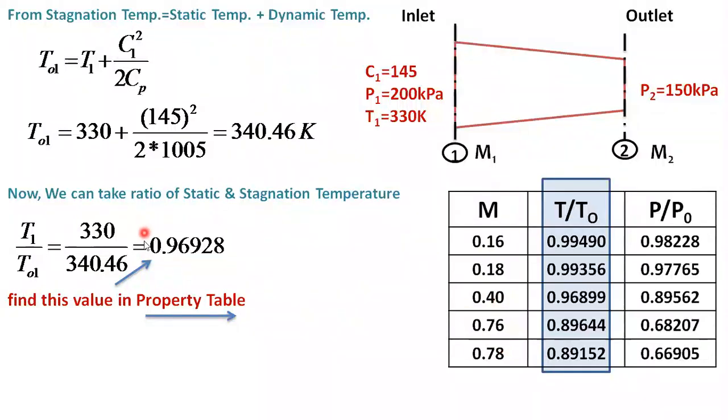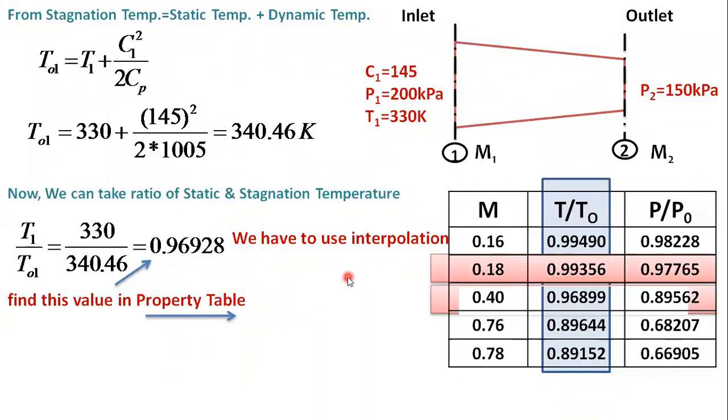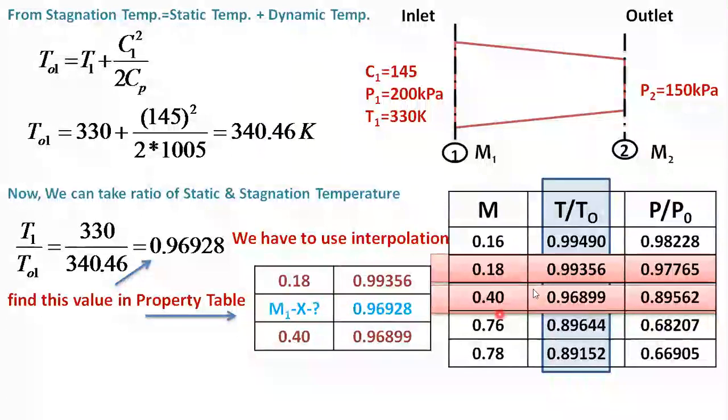But here you can see, in your numerical, if you are in between these values, there is a large jump between the Mach numbers. You have Mach number 0.4 and here you have Mach number 0.18. So if you are in between these two values, then you have to use interpolation. So here also we will use the interpolation method. The in-between value is not known to us. This value is known to us, that is the temperature ratio, but we don't know the Mach number. So we will use these two values.